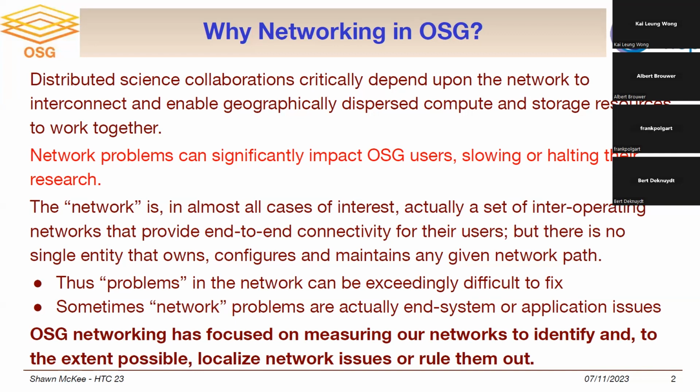Another part of this is that sometimes people blame the network when it's not the network, it's the end systems. So you have to be able to quickly differentiate when there are problems on the ends compared to something really happening in the middle. With OSG networking, we really focused on making sure that we can identify network problems when they happen and hopefully localize them to the extent possible. So half of this talk is going to be about some recent work we've been doing to look at the measurements we're making and try to get some progress in localizing things.